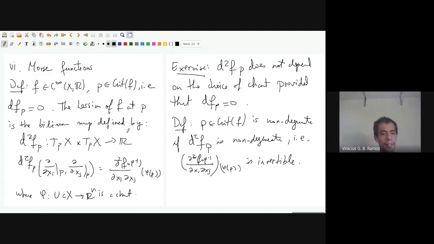The reason we define this bilinear map and not the matrix is that the matrix itself is not going to give rise to a well-defined map from TpX to TpX. This will depend on the chart. But the fact that it's invertible does not depend on the chart. That is what it means for a critical point to be non-degenerate.